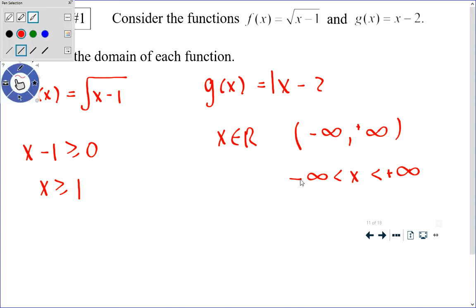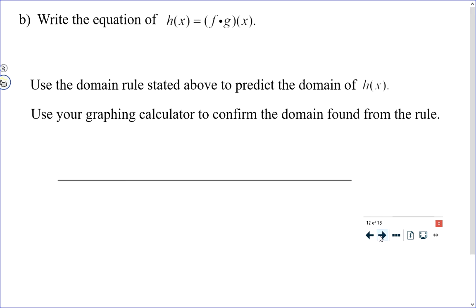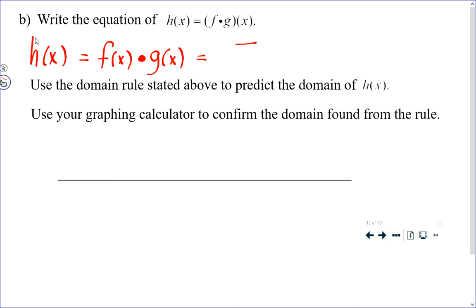So the domain of f of x is x is greater than or equal to 1. The domain of g of x is x is any real number, which means that x can be anything from negative infinity to infinity. Part B asks us to write the equation of the product of the two functions. H of x equals f times g of x means we're going to take f of x and multiply by g of x. So we're simply going to take the square root of x minus 1 and multiply by x minus 2, and we're done.